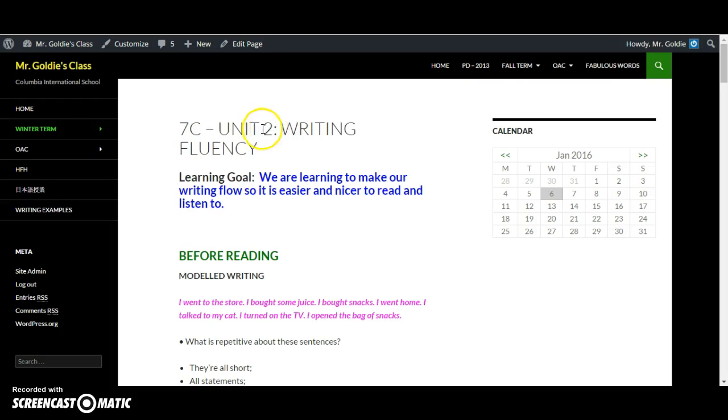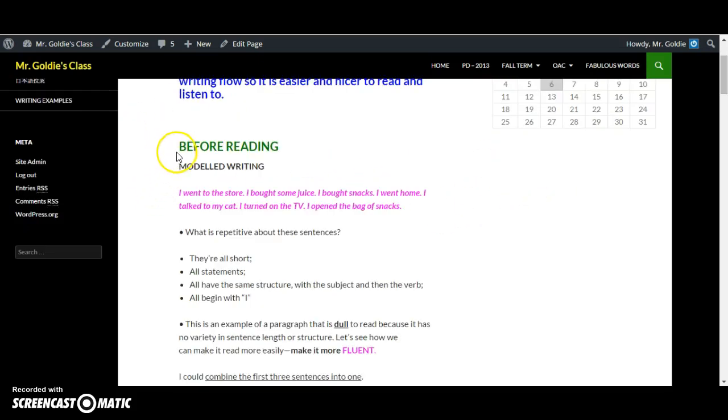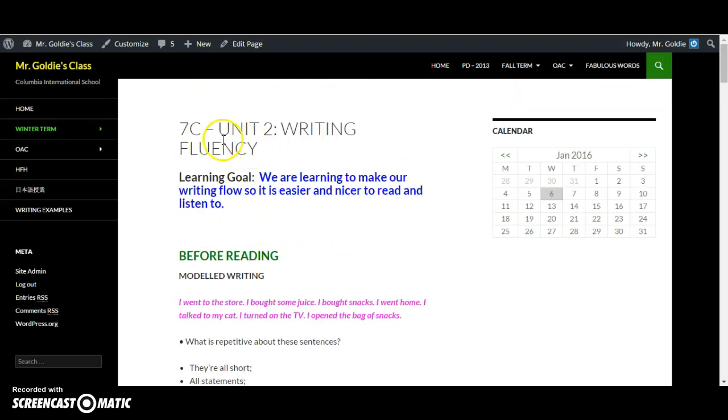This is a unit called Writing Fluency. Your learning goal is here. We are learning to make our writing flow so it's easier and nicer to read and listen to. So flow, kind of like a river flows, you know? We're going to start with this before reading activity. I'm going to model how to write more fluently.